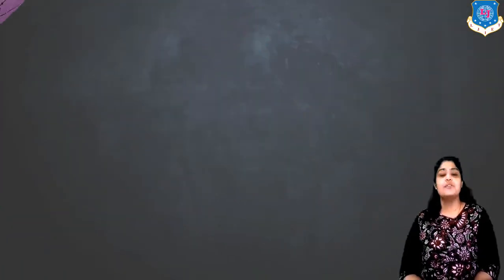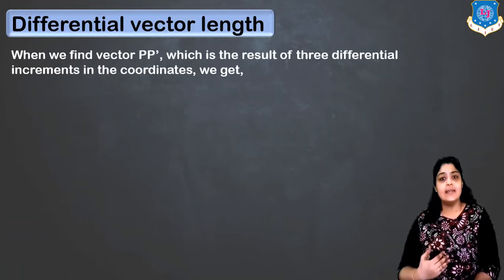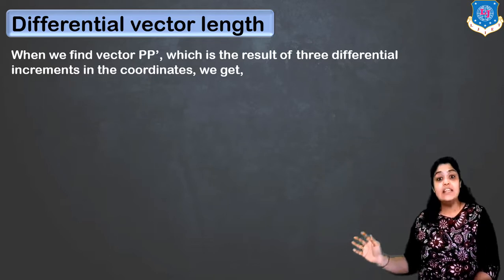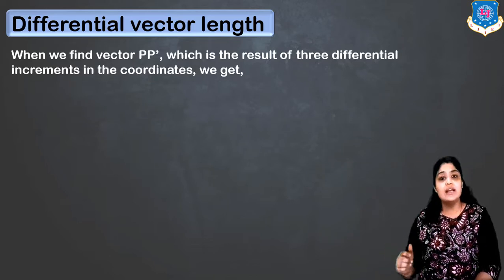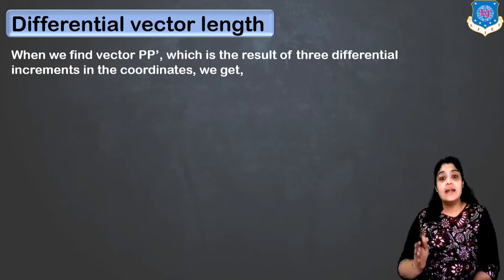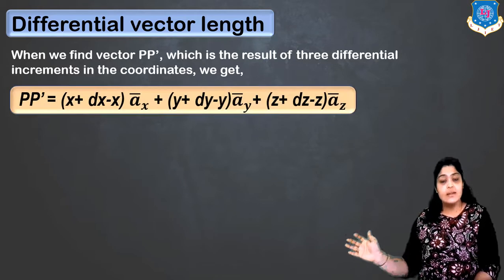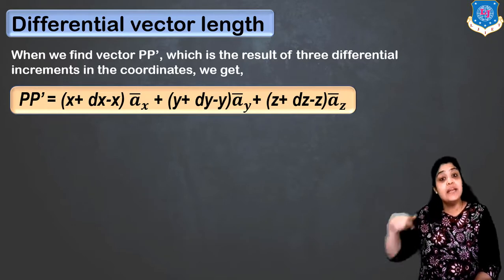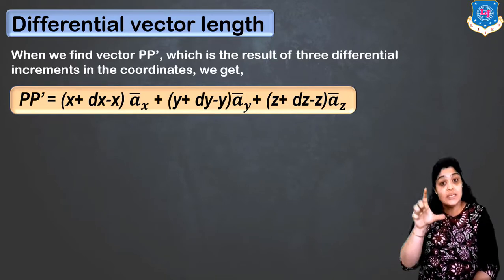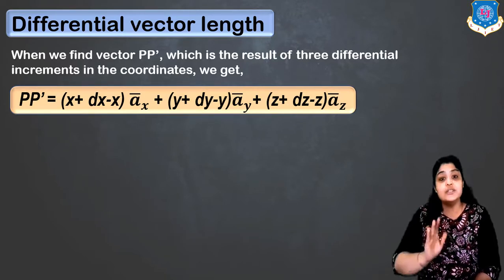Next we have the vector differential length, or the differential vector length PP', which is the result of the three increments in the three respective directions, that is dx, dy and dz. So I have PP'. P' was a point x plus dx. So this is the distance, how much it has shifted in each direction.